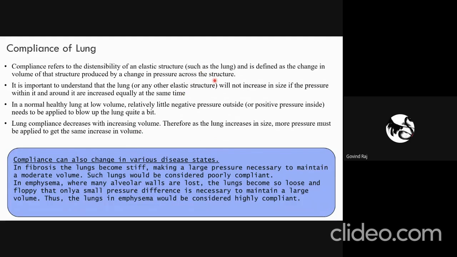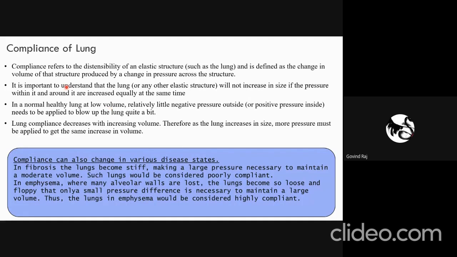Our lungs also have this distensibility, and it is defined as the change in volume of that structure produced by a change in pressure across the structure. So if we apply a certain pressure on a structure, how much volume change happens in that structure is known as the distensibility.